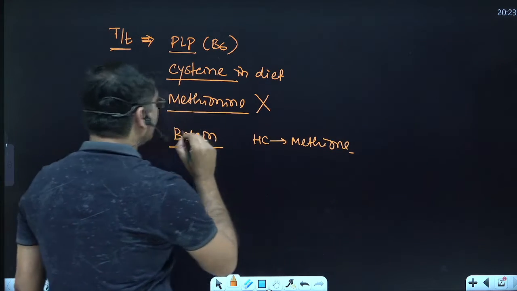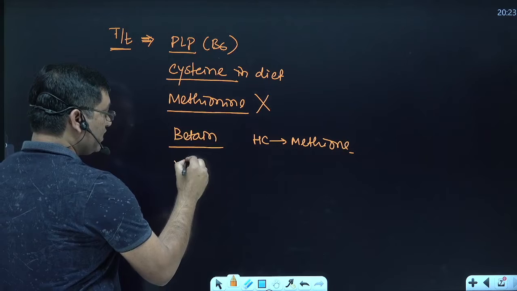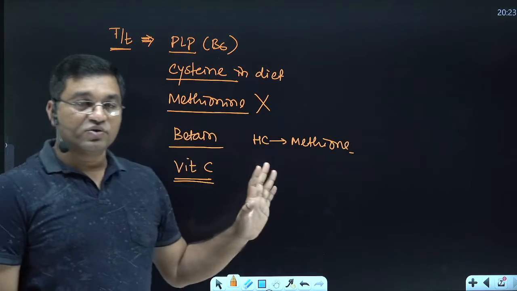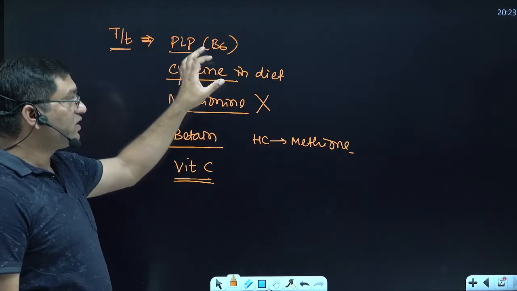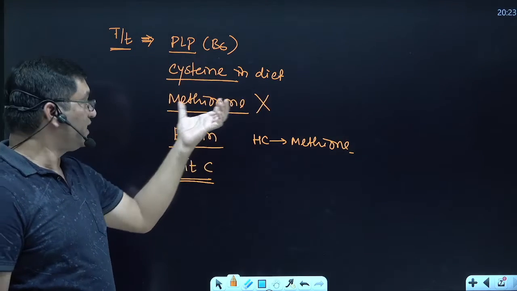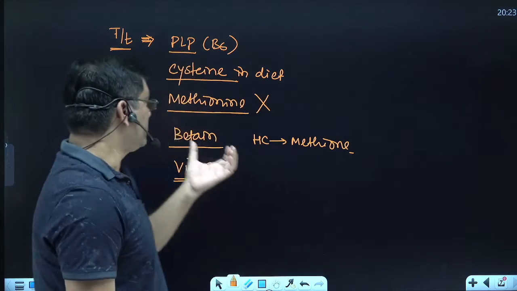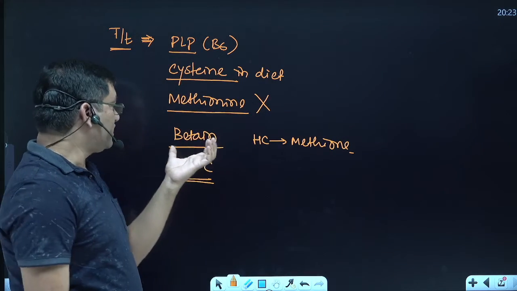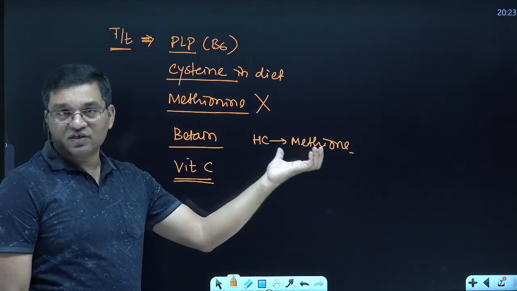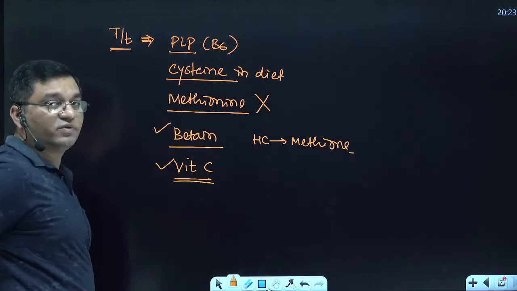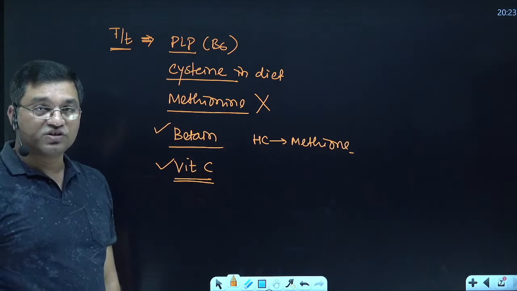So betaine can be given in the diet, and mega doses of vitamin C can also be given in the treatment. Okay, so pyridoxal phosphate should be given, cysteine should be given in the diet, and as there is already hypermethioninemia, methionine should be avoided in the diet. Betaine, which causes the conversion of homocysteine to methionine, should be given, and mega doses of vitamin C should be given in the patient with homocystinuria.